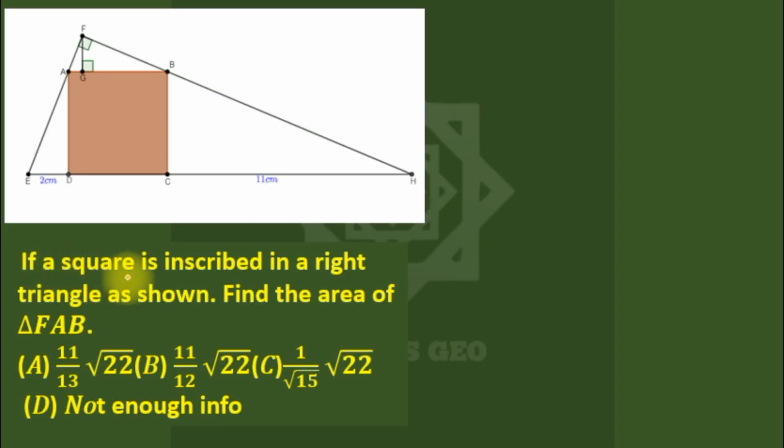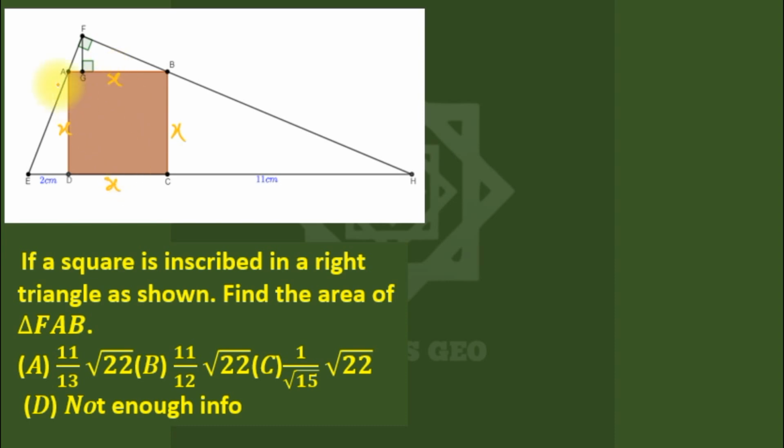Given that a square is inscribed in a right triangle as shown, find the area of triangle FAB. So we should know that we have 4 similar triangles here. Yes, this one, this, and the big one. I will compare this one with the big one before I compare this and this. And since we are given a square, we know that the sides are equal. So if we call this x, this is also x, this is also x, this is also x.